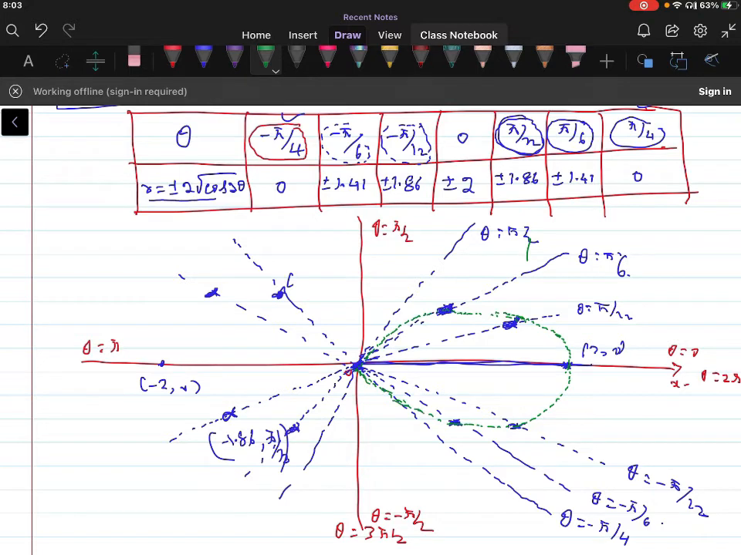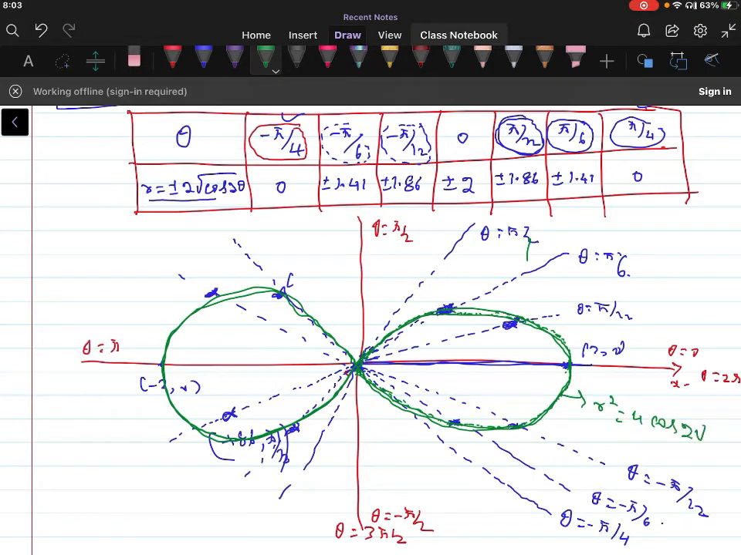So this is the curve. The curve is symmetric about the y-axis also. So the same curve reflected about the y-axis, we can draw like this. So roughly we can sketch this curve. This is r square is equal to 4 cos 2 theta.